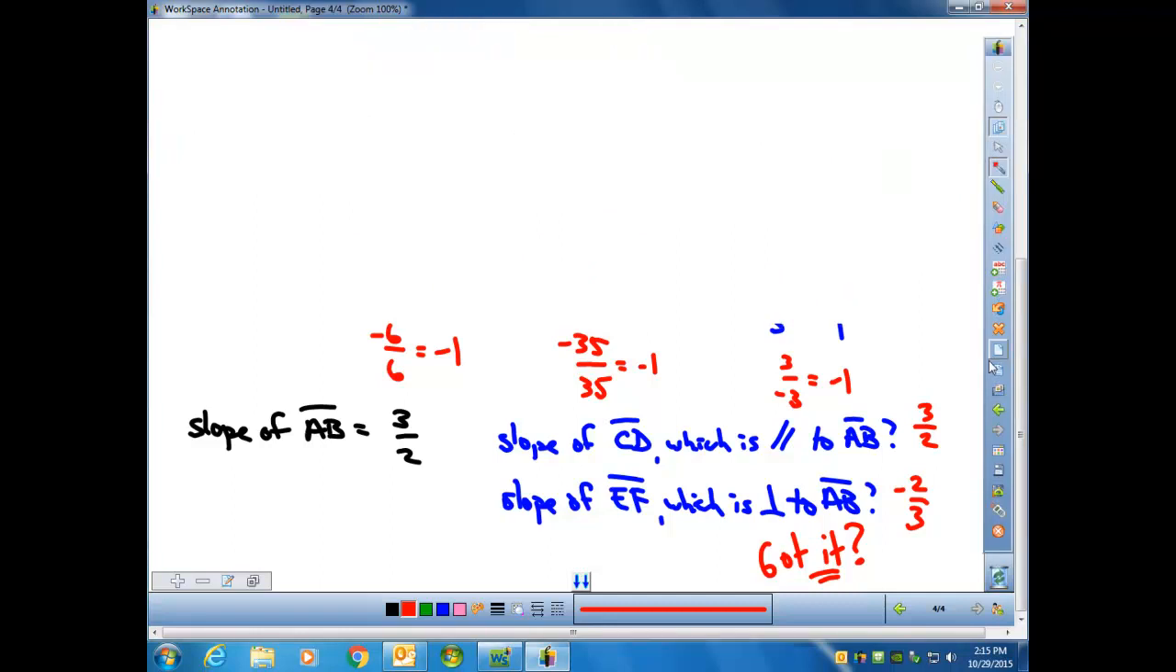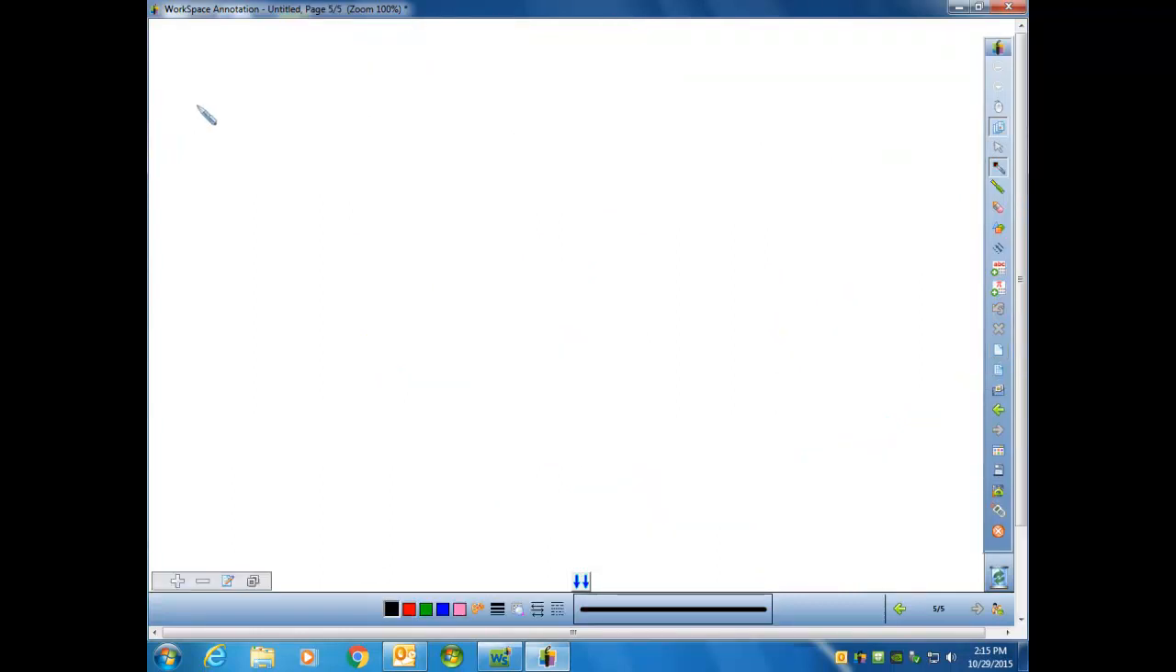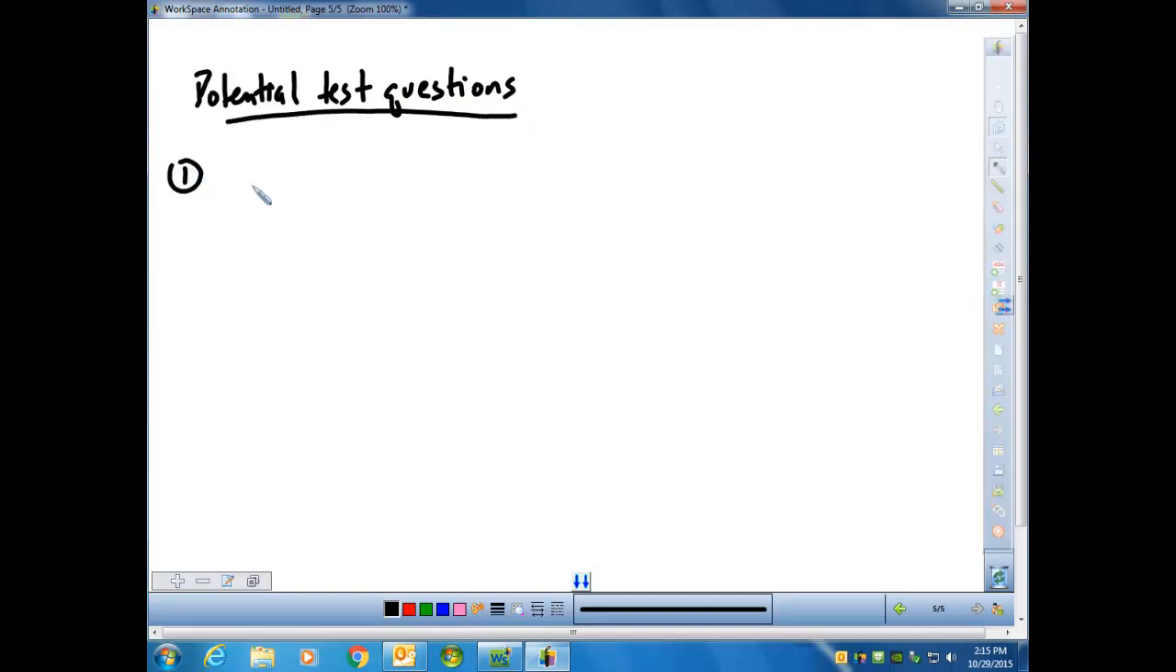So, last thing, let's do some examples of this. If these are typical homework questions, they could be potential quiz or test questions. These are the kind of things I'm going to be most likely to ask you from this section. Alright, so question number 1.